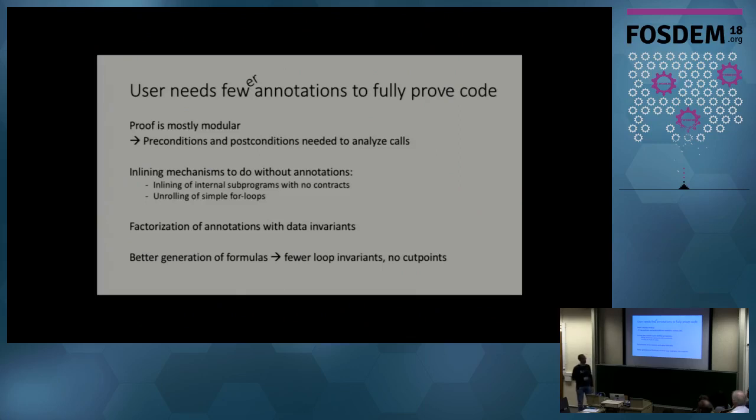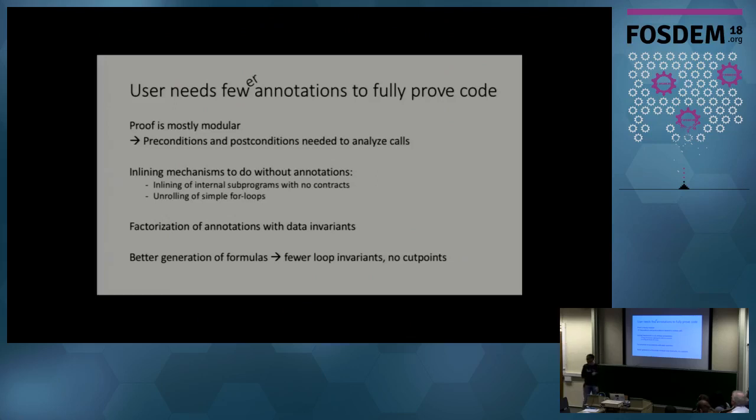So yeah, proof, as I said, is mostly modular. We will analyze using very complex tools, very rich SMT solvers, subprogram by subprogram, which means that to analyze calls, we will need whatever information you give us, preconditions and postconditions in particular. In some cases, we can do without because we have inlining mechanisms. Internal subprograms that have no contracts, the tool inlines them. Some loops, what we call simple for loops, we just unroll them, so that you don't have to add the necessary annotations in simple cases. And things that do not participate in the API, because the API is really the specification, but things internal we'd like to strip all of them if possible.